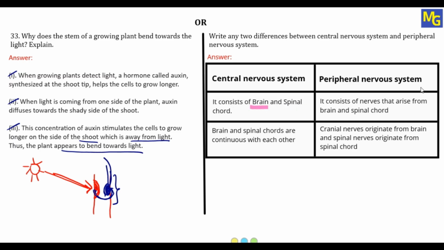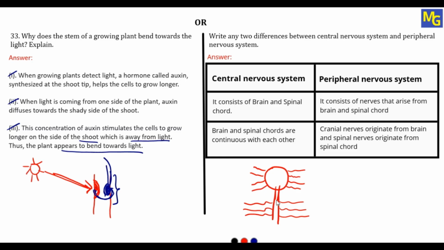And the peripheral nervous system consists of nerves that arise from the brain and spinal cord. Imagine this is the brain and this is the spinal cord. This is the main central nervous system, and the nerves coming from the brain are called cranial nerves, which control the parts present in the head. The nerves coming from the spinal cord, which control all the actions that take place over the body, are called spinal nerves. Therefore the second difference is that brain and spinal cord are continuous.